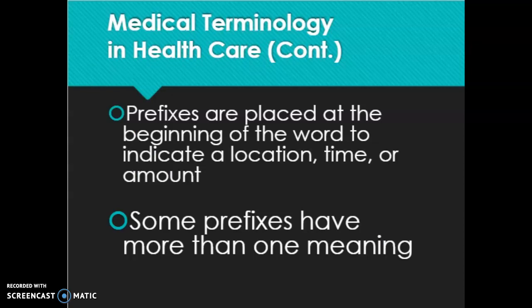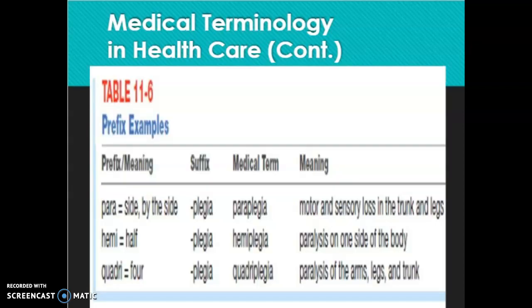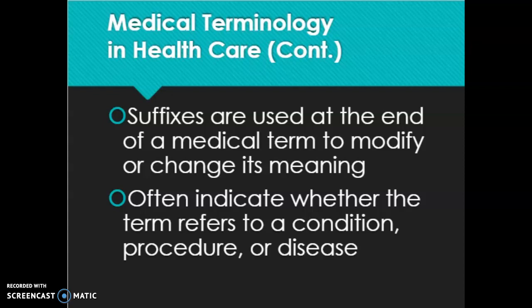So prefixes are placed at the beginning of the word and indicate location, time, or amount. We talked about the example of that being asymptomatic, without symptom. And some prefixes have more than one meaning. Of course, it can't be simple. So para means side by side. A paraplegic has motor or sensory loss in the trunk. Hemiplegic is half, one-sided, and so a hemiplegic would only be paralyzed on one side of the body. Quadri meaning four, quadriplegic means that all four extremities are paralyzed. That's just some examples of that.